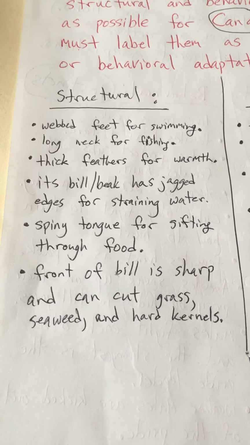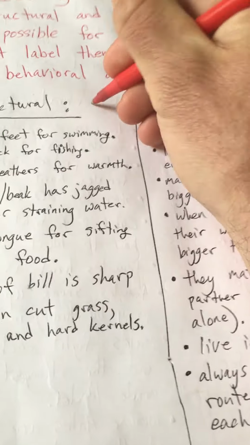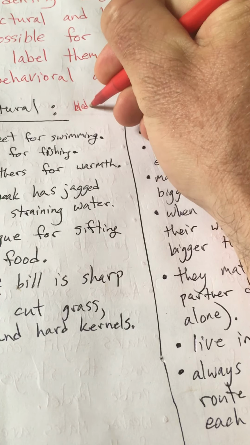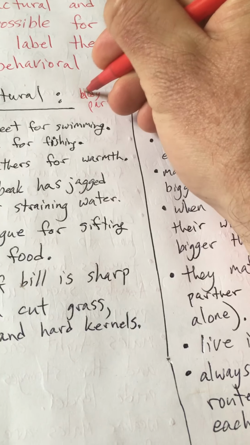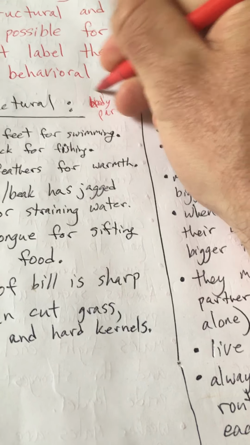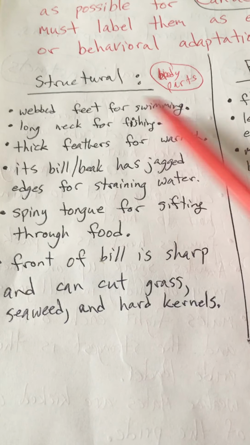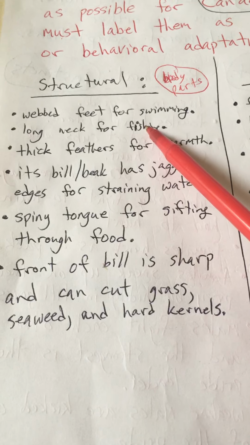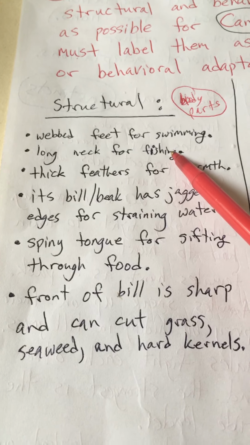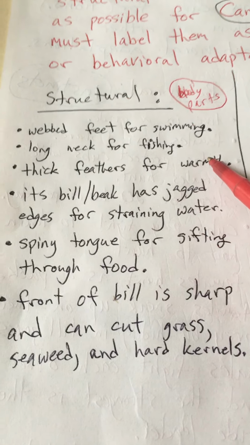Here is a list of structural adaptations. Those are body parts that have helped these geese to be able to survive. So they have webbed feet to help them swim. They have long necks for fishing. They can stick their long neck underwater and fish. They have thick feathers for warmth.